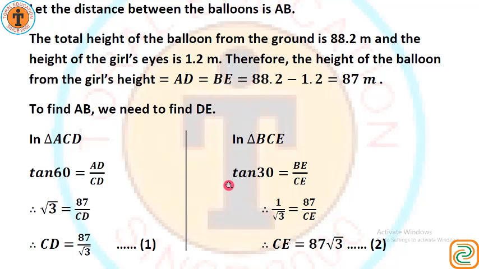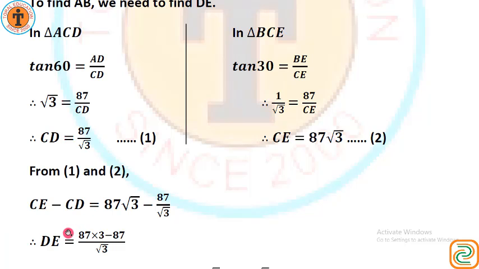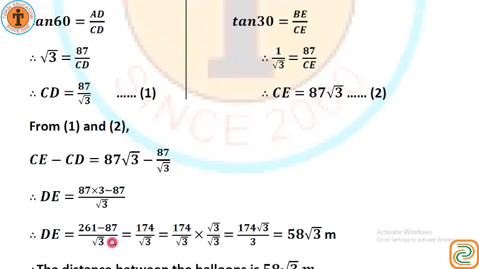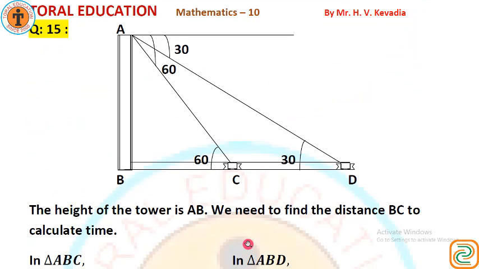What we need to find out? We need to find CE minus CD, that is DE, the distance, right? 87 root 3 minus 87 upon root 3. So 87 into 3, because of the LCM root 3 into root 3 is 3, minus 87. So we have got 261 minus 87 upon root 3, 174 upon root 3, 174 into root 3 upon root 3. This is rationalization. So 174 root 3 upon 3, if we cut off, we will get 58 root 3 meter. So we have found out the distance.